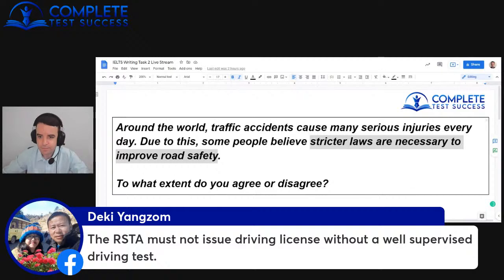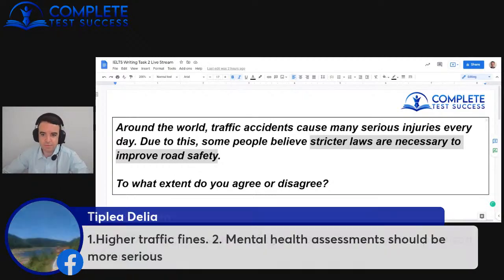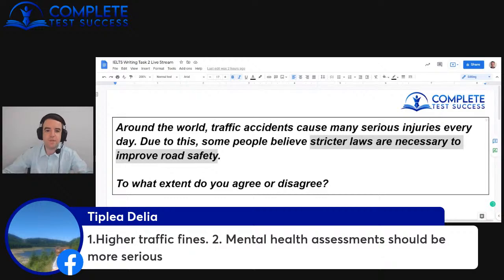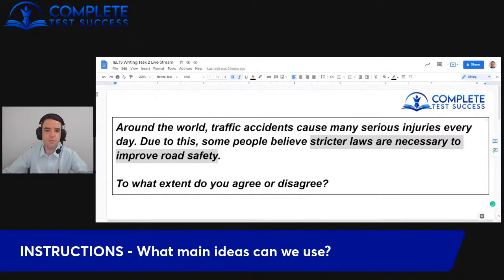So again, this doesn't respond. Typically, higher traffic fines would be a potential stricter law, but it's not saying how that would work. Mental health assessments should be more serious. So again, you're describing what the stricter laws are, but what I need to know is how would the stricter laws work? So again, those aren't appropriate.